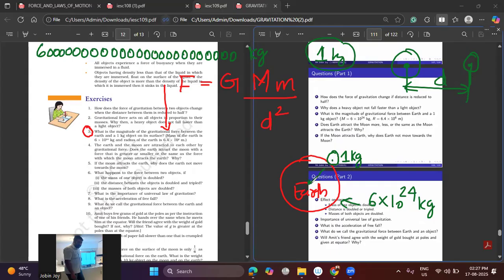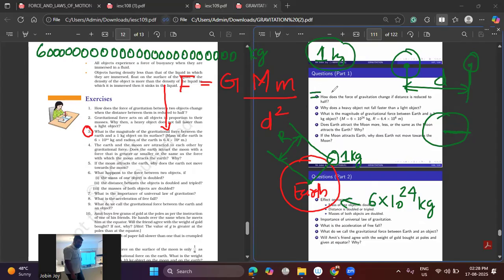So you can take this distance as the radius of the Earth that is given. Okay, what is the radius of the Earth? Radius means half of the diameter, right? So this is the radius. So we can take this D as the radius of the Earth. So the radius of the Earth is given 6.4 into 10 raised to 6 meter.